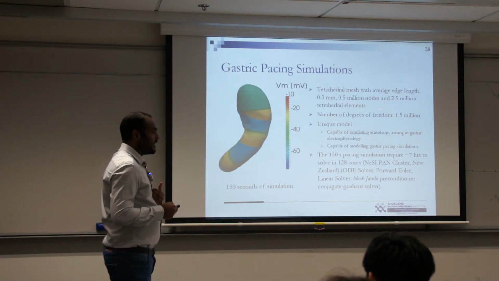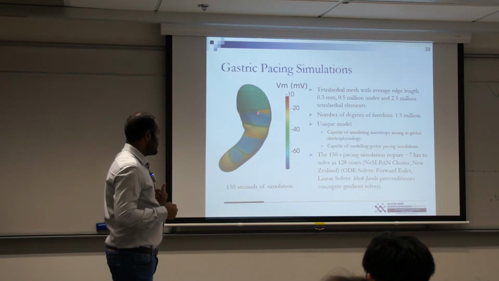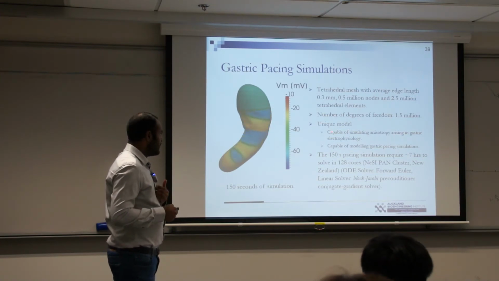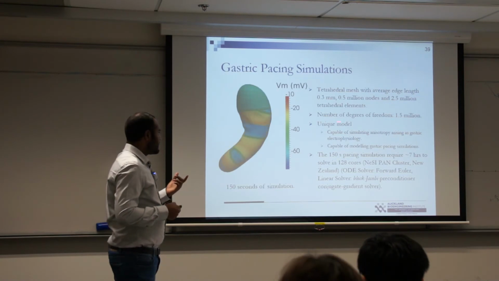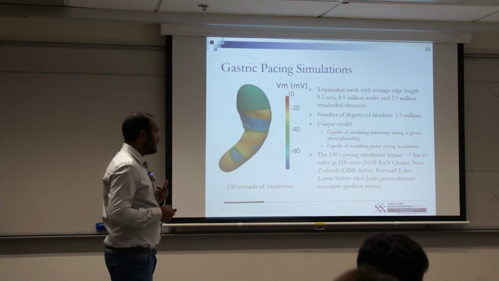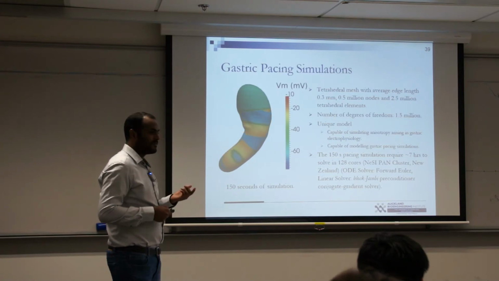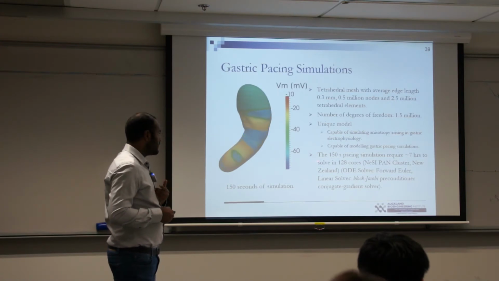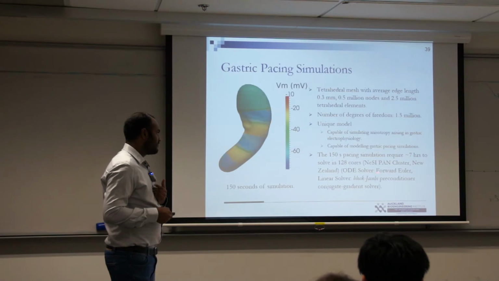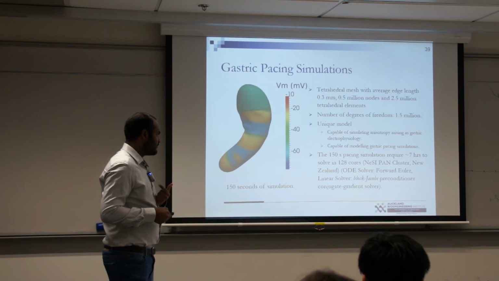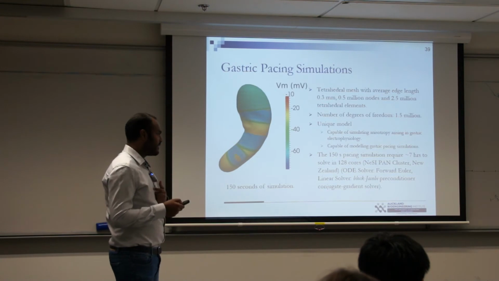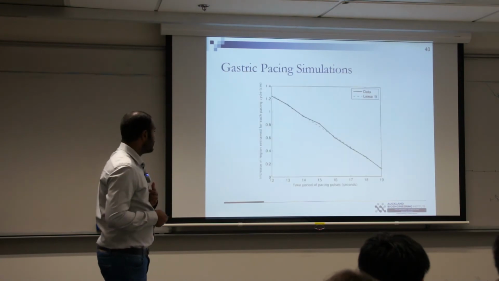There were 2.5 million tetrahedral elements in the entire stomach mesh. This was one of the unique models in the sense that it was capable of simulating anisotropy and also gastric pacing. It took approximately 7 hours to solve on 128 cores. We used the NeSI Pan cluster. We used the ODE solver as forward Euler and the linear solver, block Jacobi preconditioned conjugate gradient solver, which was found to be the best one.